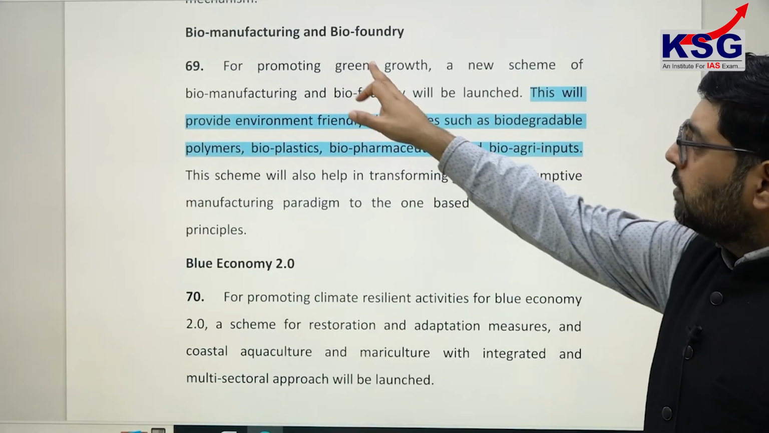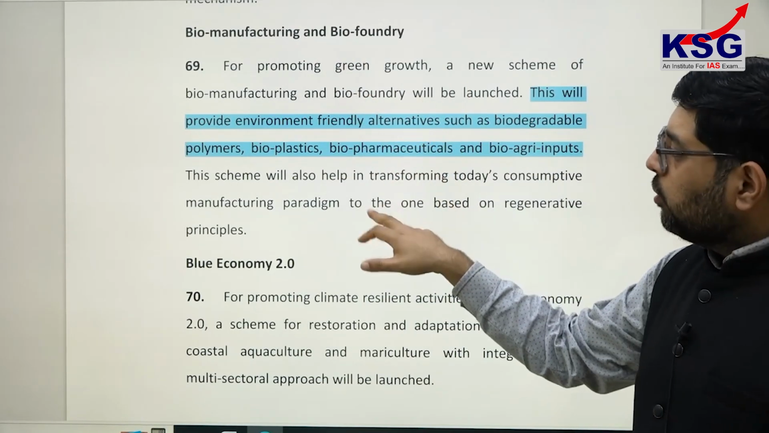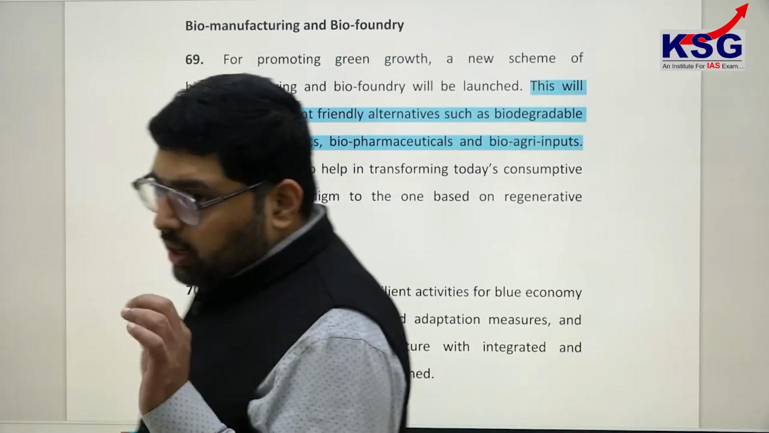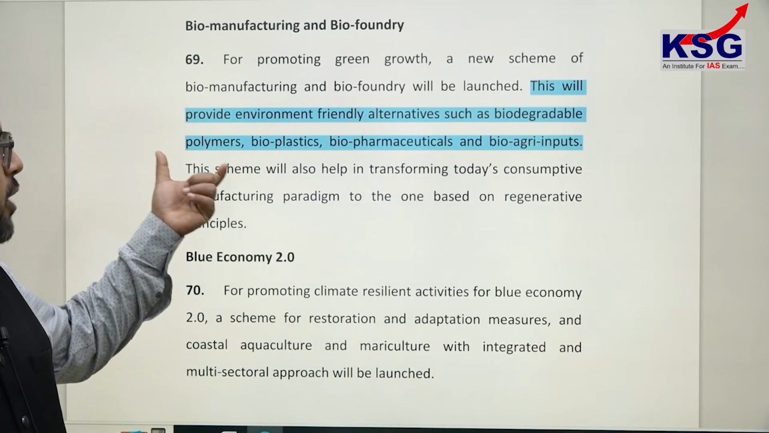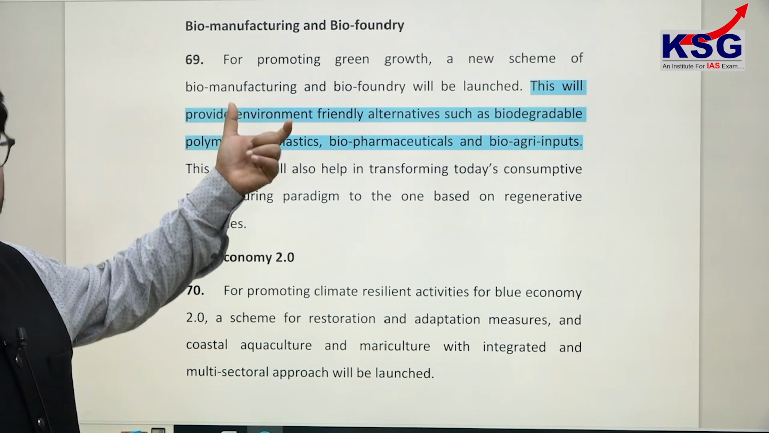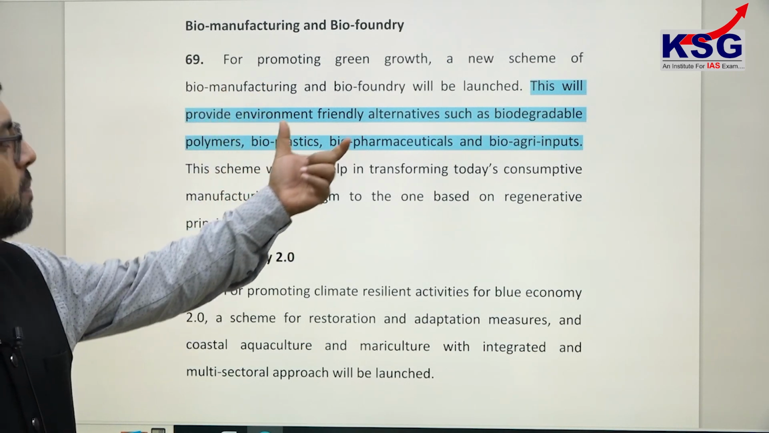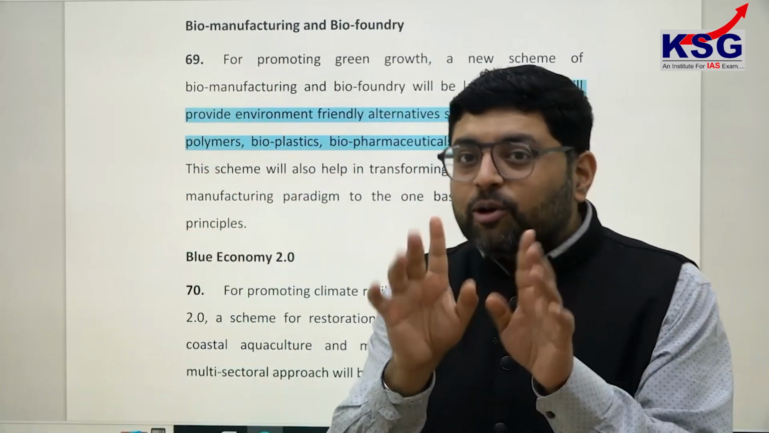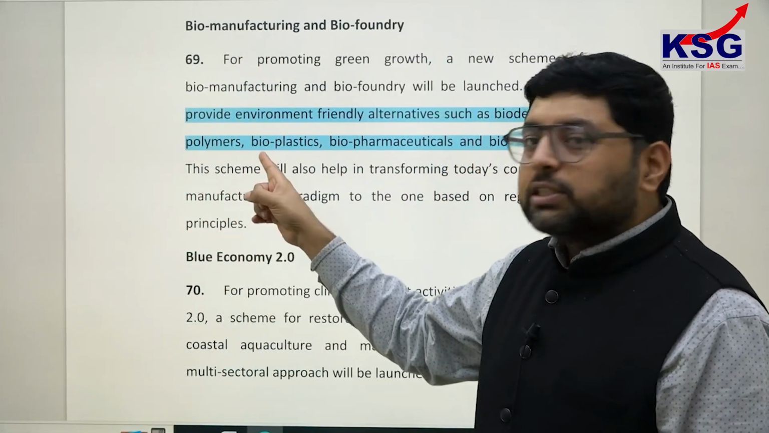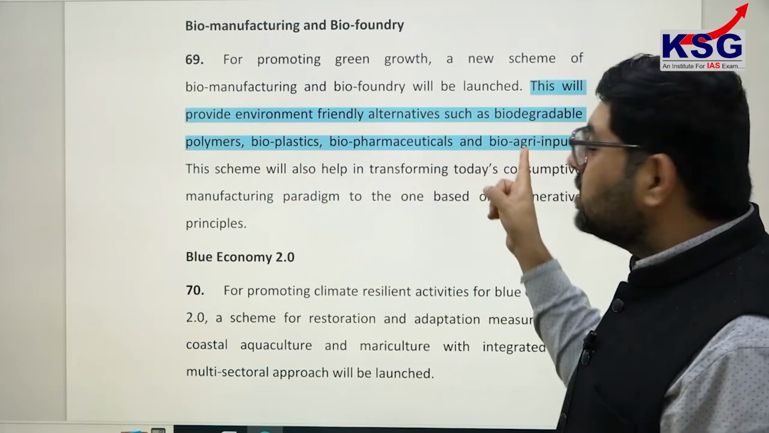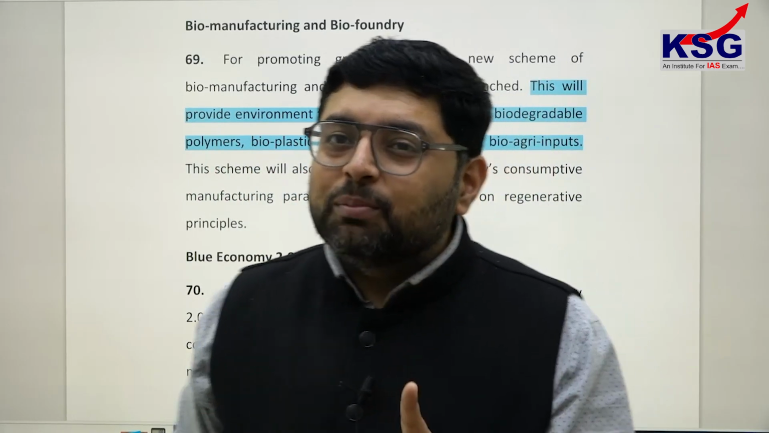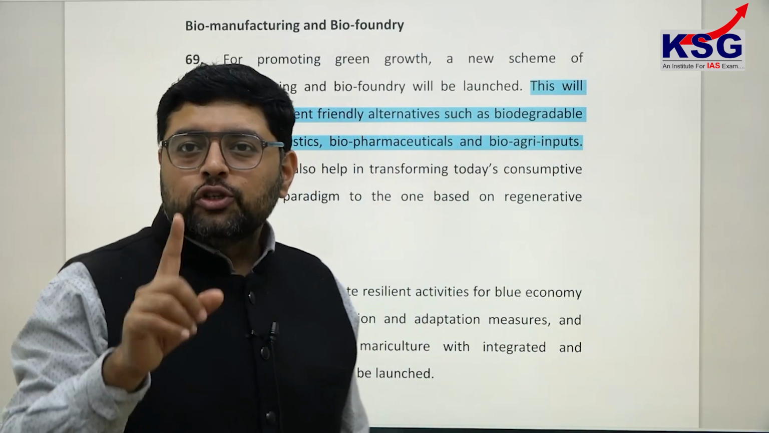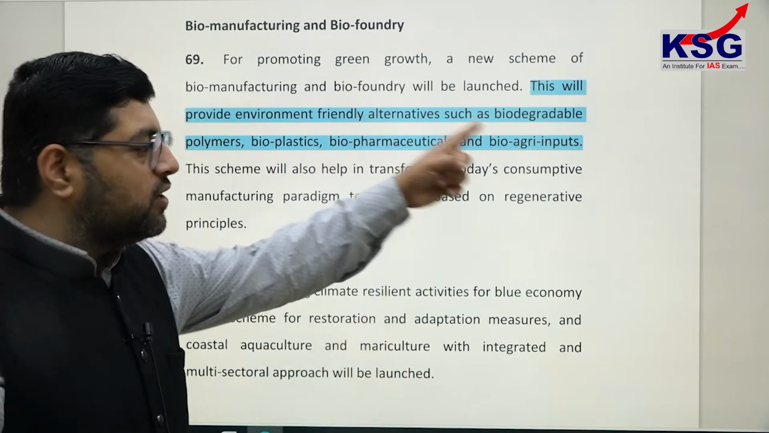Now, bio manufacturing and bio foundry. The purpose is to promote green growth. Here I would like to emphasize one thing: the government has emphasized that we will have biopolymers, that is, through bio manufacturing and bio foundry, bioplastics, biopharmaceuticals and bio agri inputs. What is important here is that all these polymers, plastics, pharmaceuticals and agri inputs are responsible for soil and water pollution. So they have emphasized this.